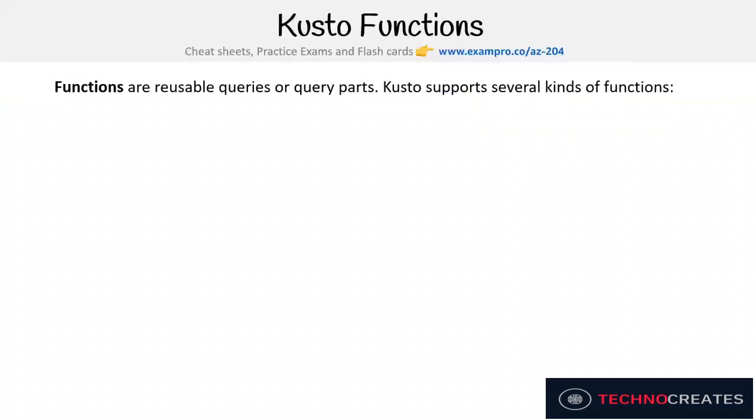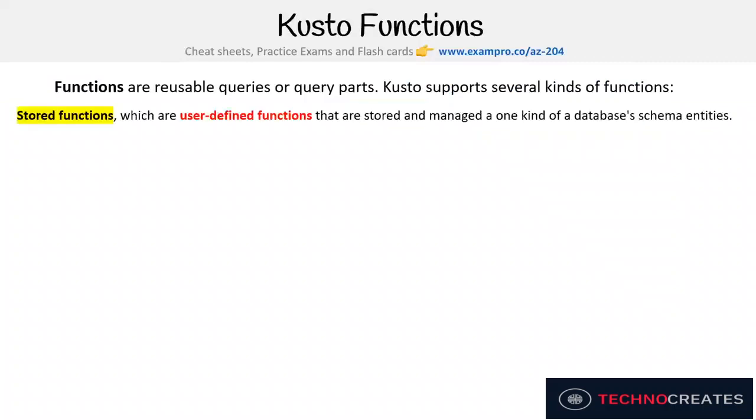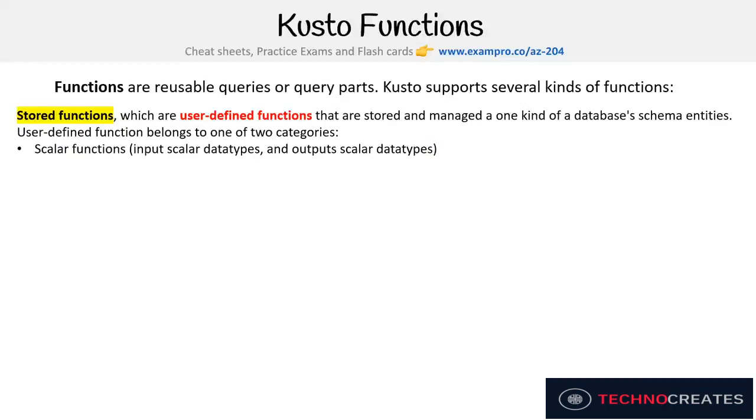Take a look here at Kusto functions, and these are reusable queries or query parts. Kusto supports several kinds of functions, the first being stored functions, which are user-defined functions. These are stored and managed as one kind of database schema entity. User-defined functions come in 2 categories. We have scalar functions, which have input scalar data types and output scalar data types, and then tabular functions, which take input tabular data and output tabular data. Tabular data is just when you're working with multiple rows in a table.